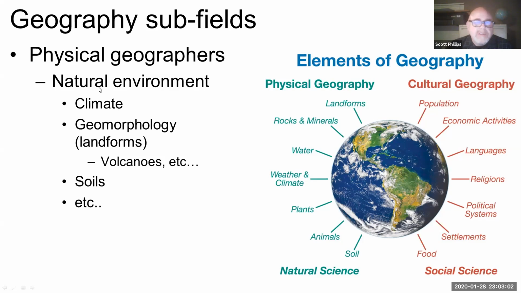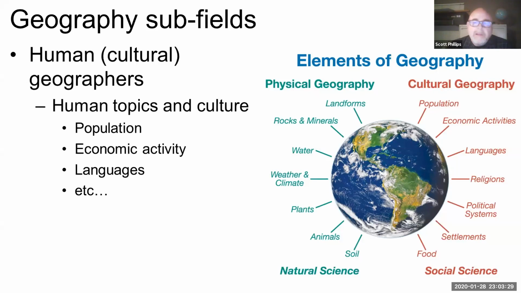Physical geographers study the natural environment, things like climate, geomorphology, which is landforms like volcanoes and so on, soils, and that sort of thing. Sort of the natural environment, non-human topics are studied by physical geographers. Right now, the early chapters of the book, from chapter 2 up through a few more, are going to be on the physical geography of California. And so that's what we're focusing on now. In the later half of the book, we're going to be switching over and talking about human or cultural geography.